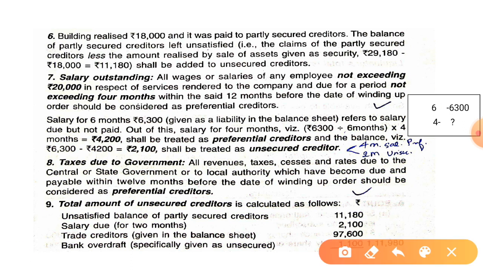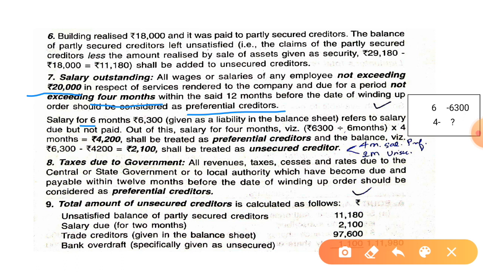Then salary outstanding. So here there is a condition. See, all wages and salary of any employee not exceeding 20,000. So any amount within 20,000 in respect of services rendered to the company and due for a period not exceeding 4 months. So 4 months salary within the said 12 months before the date of winding up. So before the company is closed down, okay, within that year, 4 months salary is considered as preferential creditors. That means before paying the unsecured creditors, they have to make the payment of salary. Clear? So in this problem, salary for 6 months is given, 6,300.